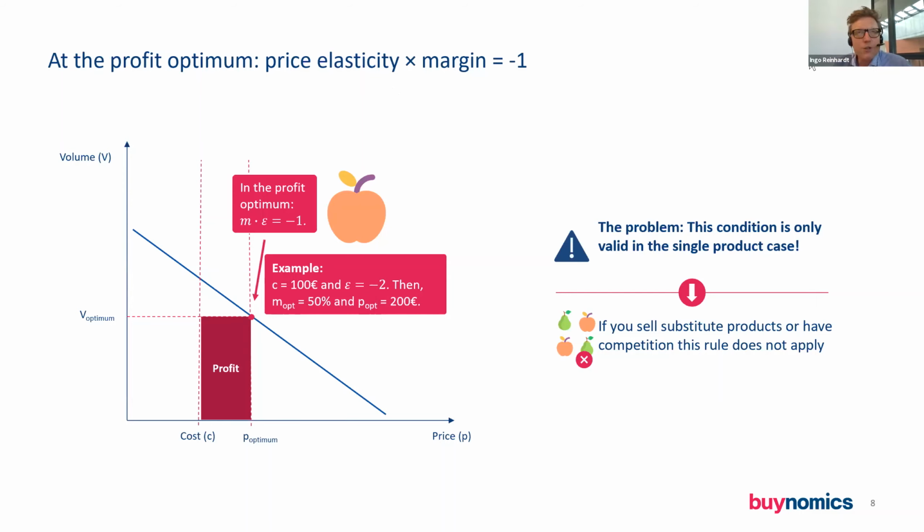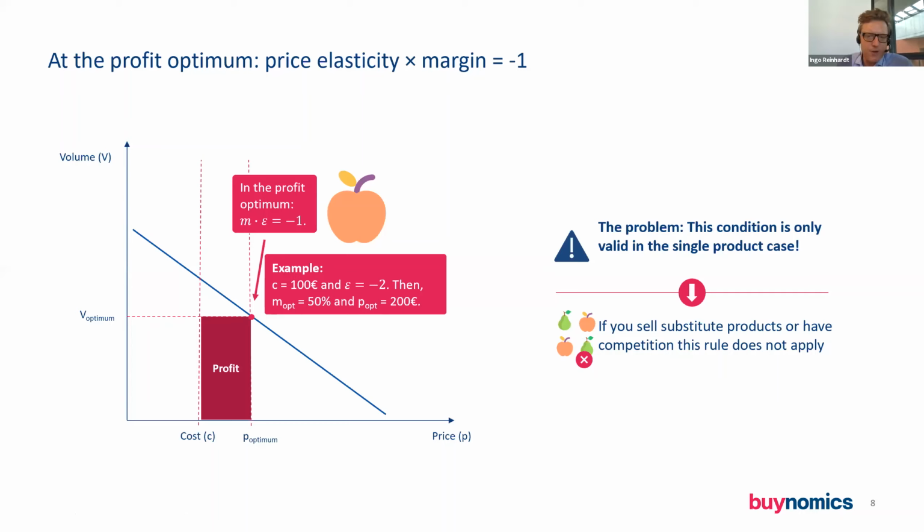And this is a very useful rule, I think, but it's only true in a one product case. So if you're only selling apples, as in this example, this is fine. And if you can measure price elasticity, you know exactly what your profit optimal price will be. However, if you add further products, so for example, if you decide to also sell peaches, then you cannot apply this formula because you have trade-offs between apples and peaches.